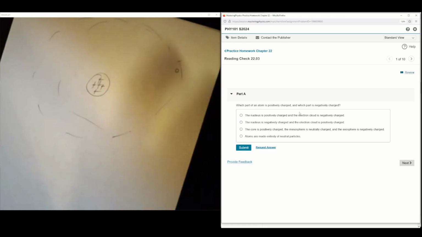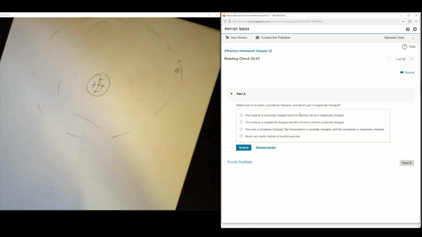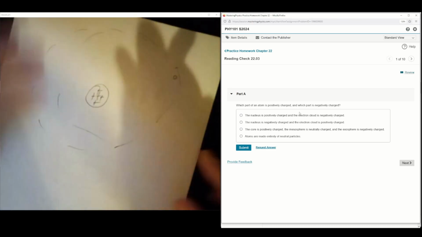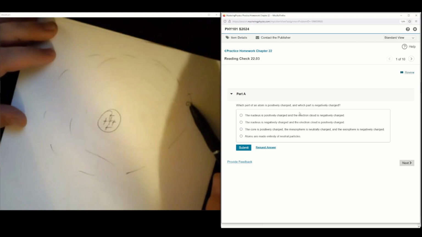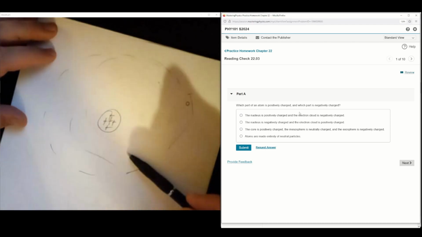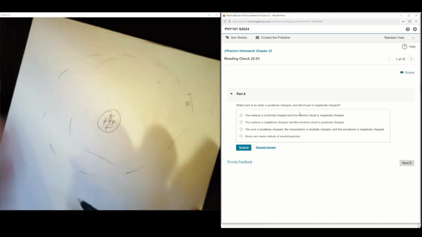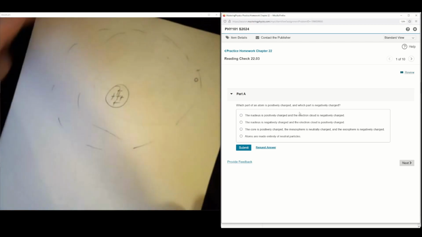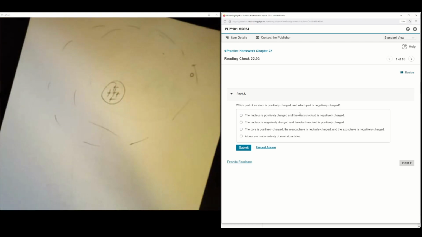Now let me just say this about what they're saying, electron cloud. By cloud, they mean probability. From quantum mechanics, we don't actually know where the electron is. We have a probability of where it is, and that probability is what is called the electron cloud. So it's not like I don't know, maybe it is. It's still debated on what this probability means.